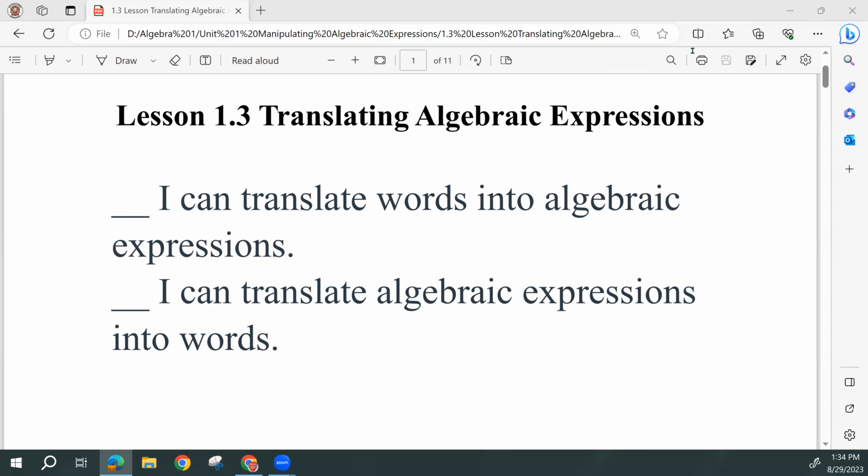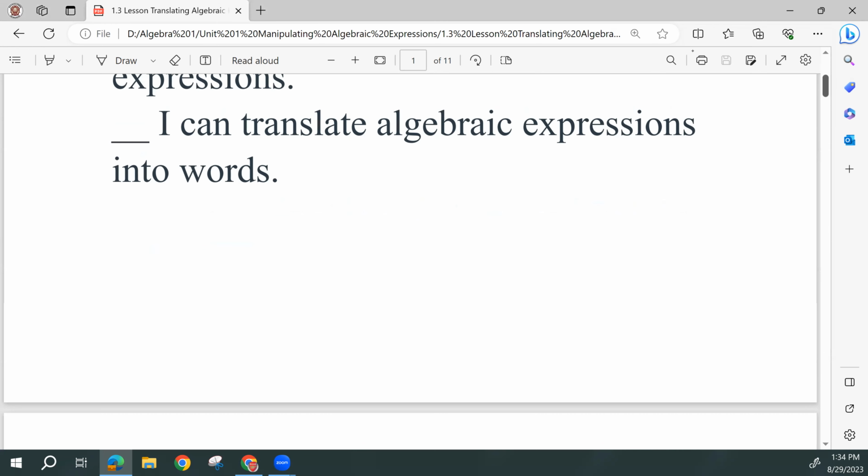Okay, today we're going to continue talking about algebraic expressions. Remember, expressions do not have equal signs. And today we are going to talk about how we can translate words into algebraic expressions and translate algebraic expressions into words. So an algebraic expression really is just a math sentence. And so we're going to take those math sentences and turn them into words, and the opposite as well.